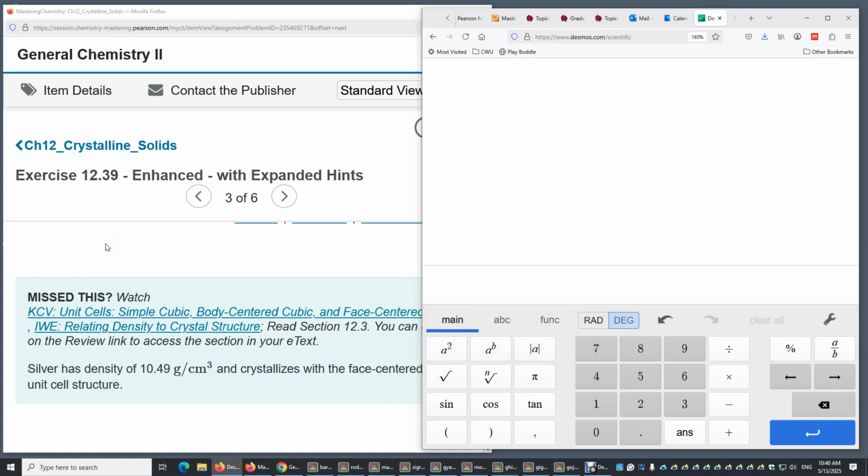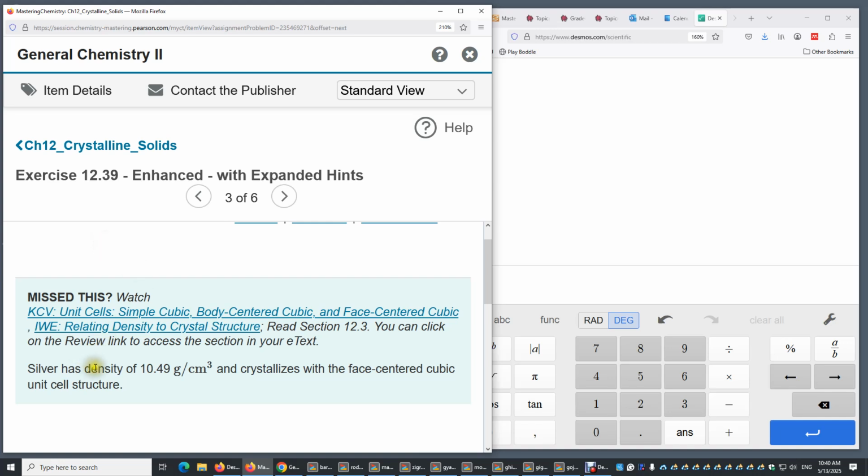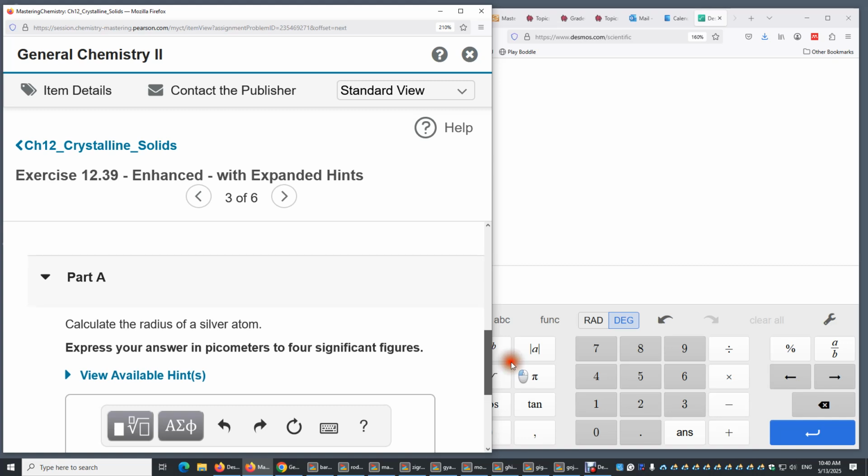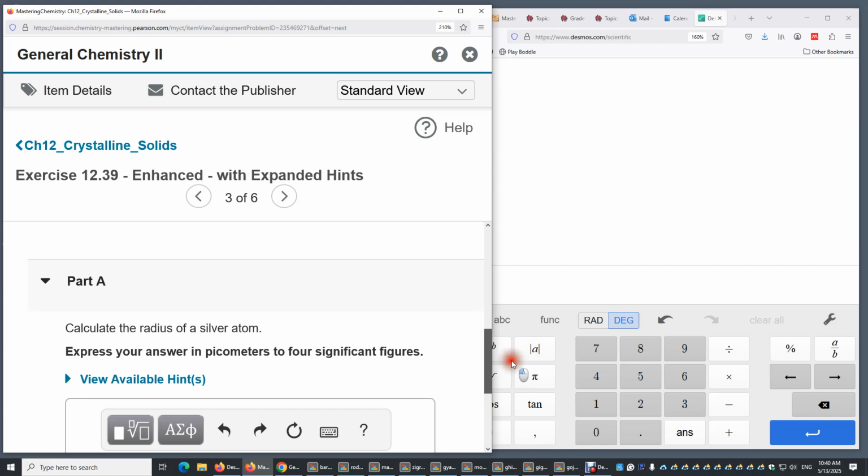Chapter 12, Crystalline Solids. Exercise 12.39. Silver has a density of 10.49 grams per cubic centimeter and crystallizes with the face-centered cubic unit cell structure. Calculate the radius of a silver atom.